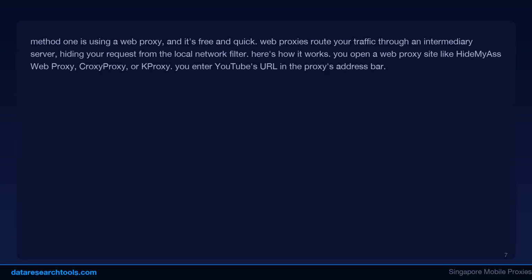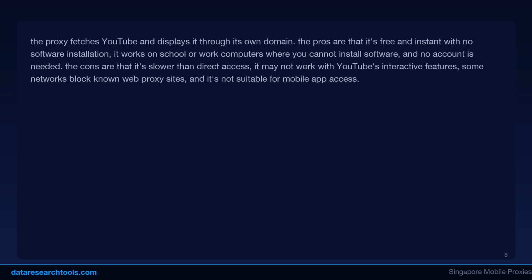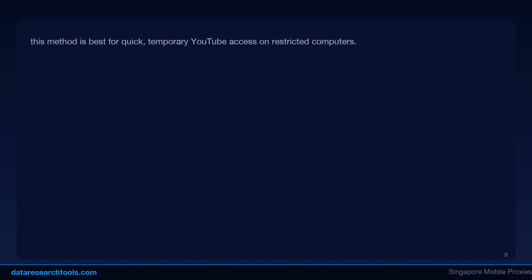There are different types of YouTube blocks. DNS blocking redirects YouTube domain lookups to prevent resolution. IP blocking blocks YouTube server IP addresses at the network level. Deep packet inspection analyzes traffic patterns to identify and block YouTube connections. URL filtering blocks specific YouTube URLs while allowing other traffic. Let's get into the methods.